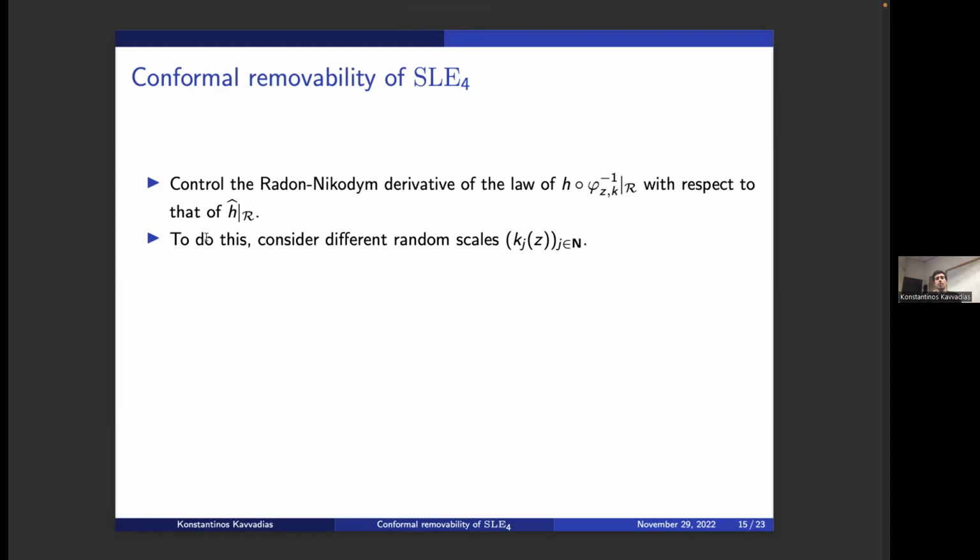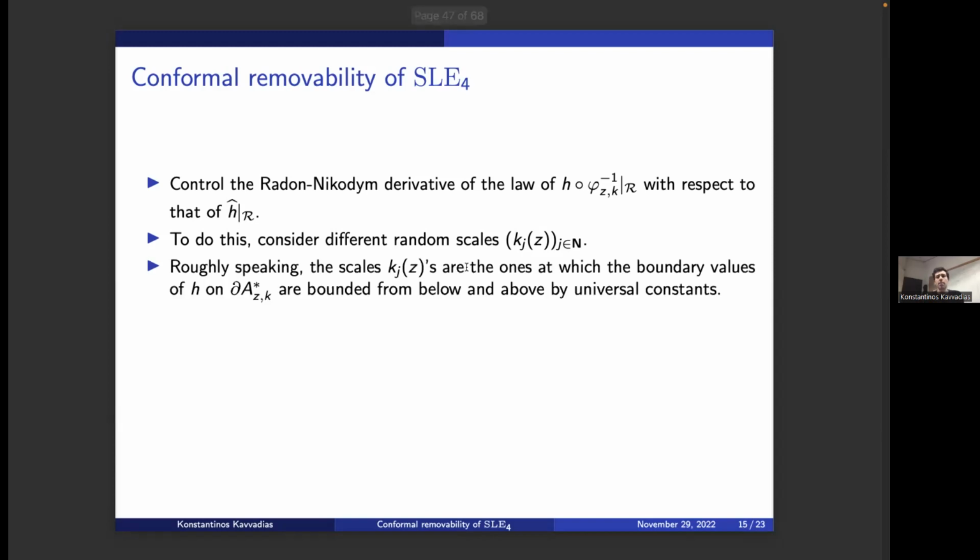So to do this, as I mentioned earlier, we consider different random scales, these k_j's here, depending on z. This is a random non-decreasing sequence of positive integers, instead of considering deterministic scales of the annulus. Roughly speaking, these scales are the ones at which the boundary values of h, or of this field if we map it on the rectangle, are bounded from below and above by universal constants. If we know that, then of course we can compare the fields. That's why we consider this sequence of random scales. These are the good scales at which we can compare the fields.